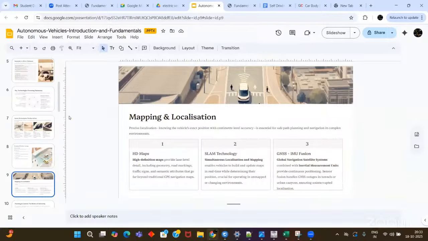Okay. So now comes mapping and localization. What is mapping and localization? Can you please tell me what is mapping and localization? Just a minute. Can you please think about it, ponder, and tell me what is the meaning of mapping and localization? You can just write in the chat if you want.